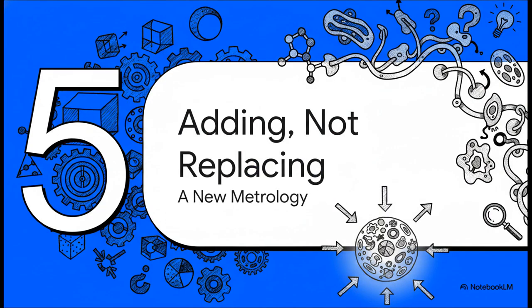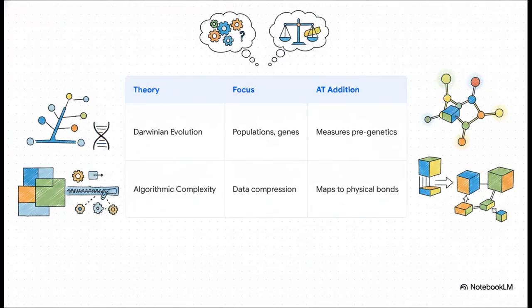Section 5. Adding, not replacing. A complementary framework. Now, any new theory proposing to bridge physics and biology is going to face intense academic debate, which is totally natural and healthy in science. But we really need to understand that assembly theory wasn't designed to supplant or erase existing theories.